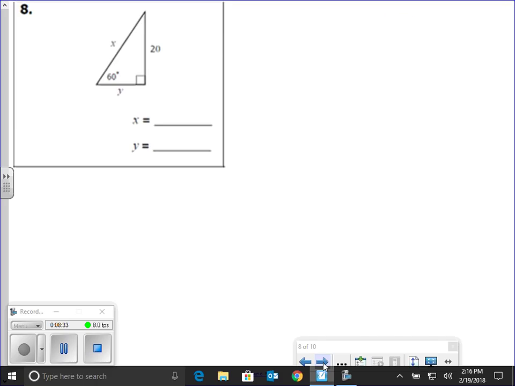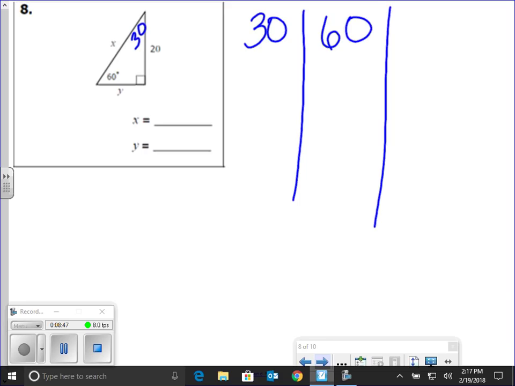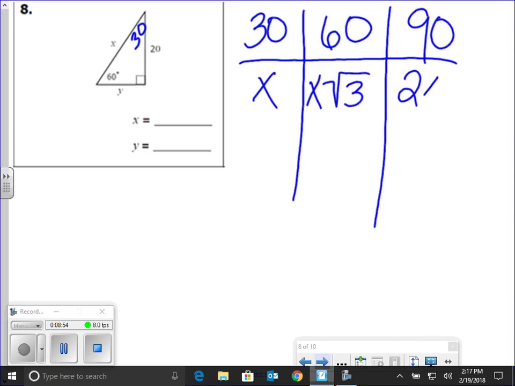All right, number 8 is a 30, 60, 90 triangle again. So we start our rule, 30, 60, 90. And then our rules are x, x times the square root of 3, and then 2 times x. So let's go back to our picture. What do we have? We have 20, which is across from the 60-degree angle. So we have the long leg. Okay? So now we have 20.